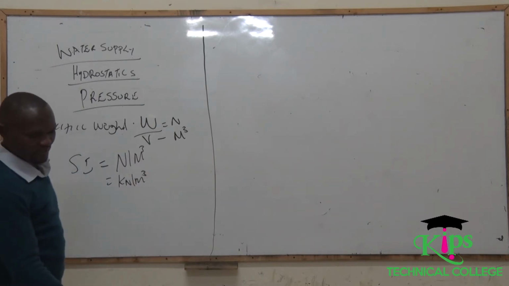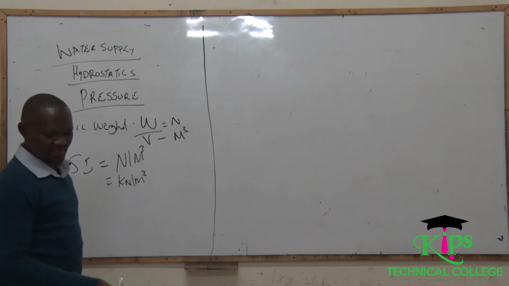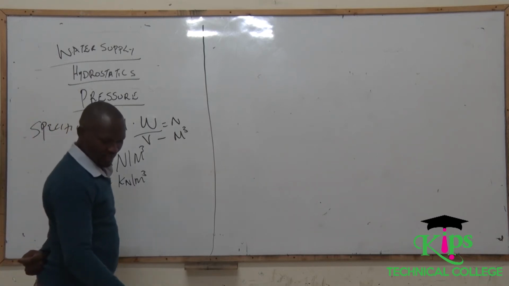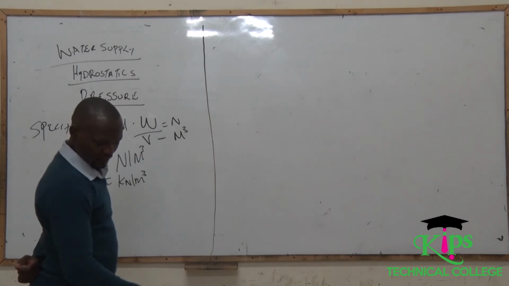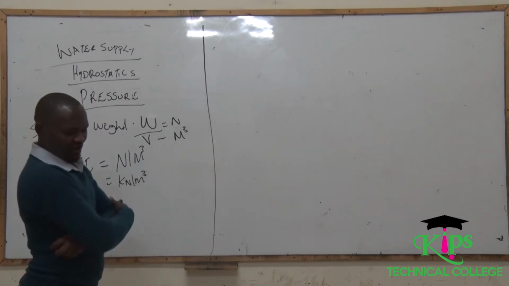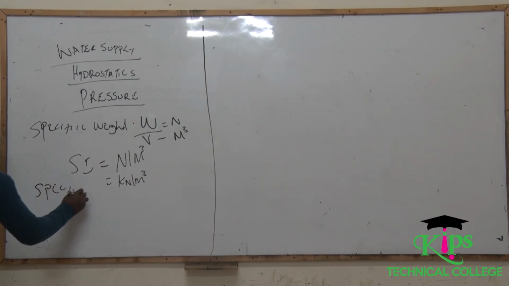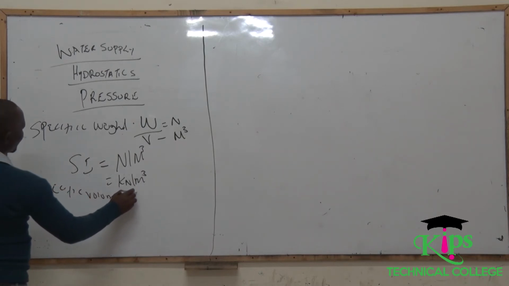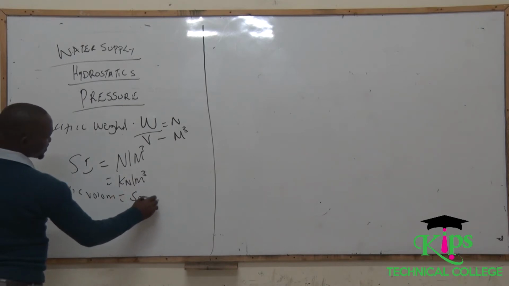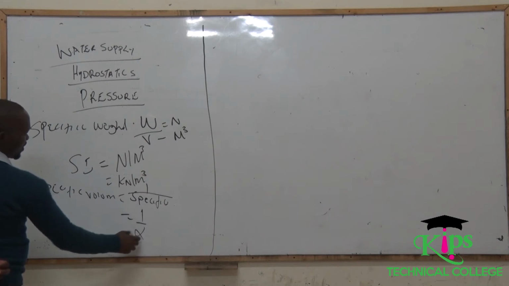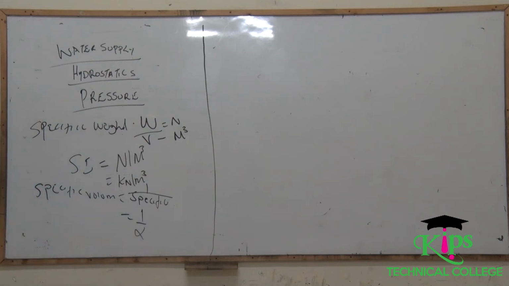Then another property we talked about was viscosity. We also have specific volume. Specific volume is 1 over specific weight, given as 1 over alpha, because specific weight is normally given as alpha.